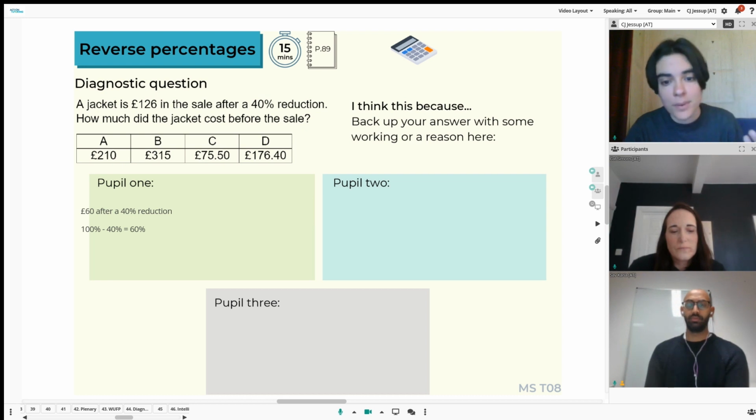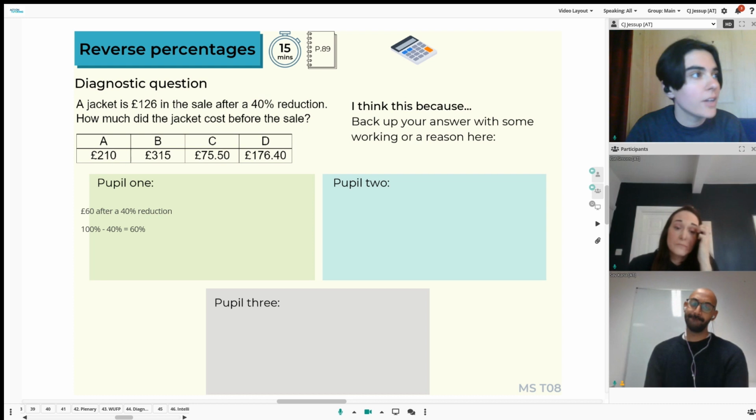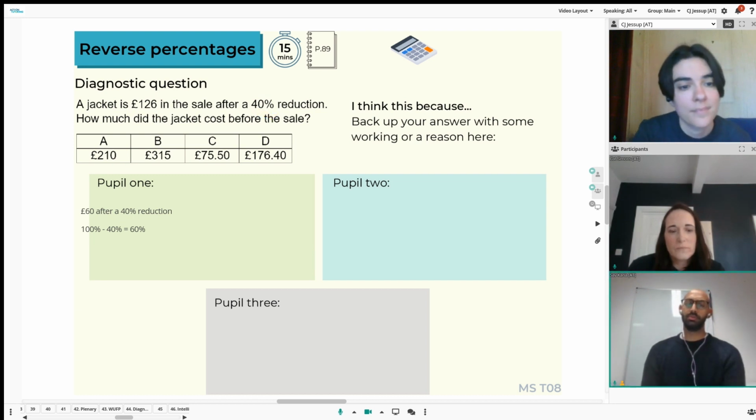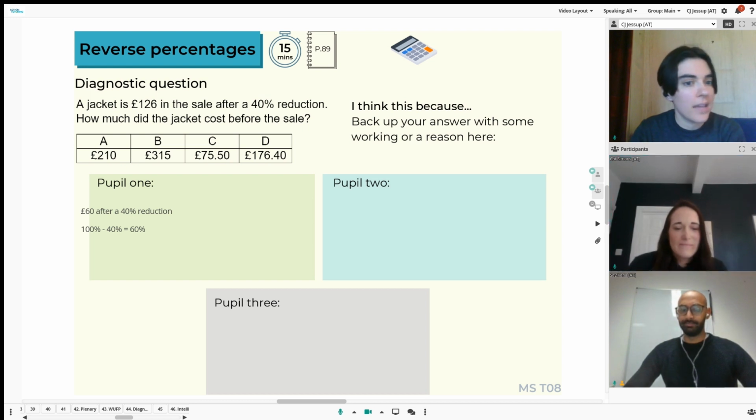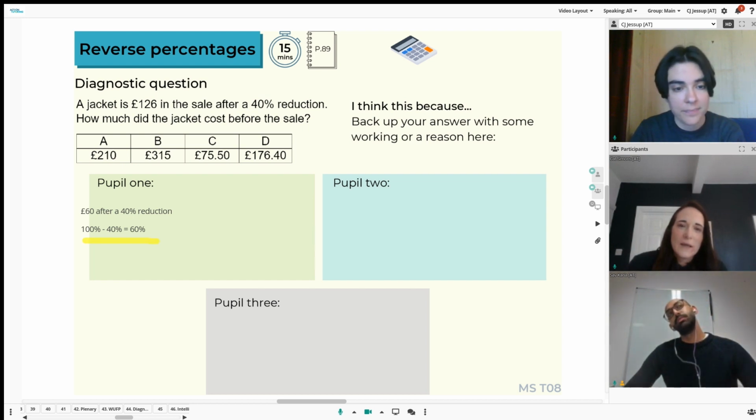So in this example, it's using different numbers. It's saying 126 is the price after you've reduced it by 40%. So what was the original number? Should we do it together? Is this a bit tricky? Should we have a go together? Okay. Any ideas about what you might think about doing for this one? What would you do next?